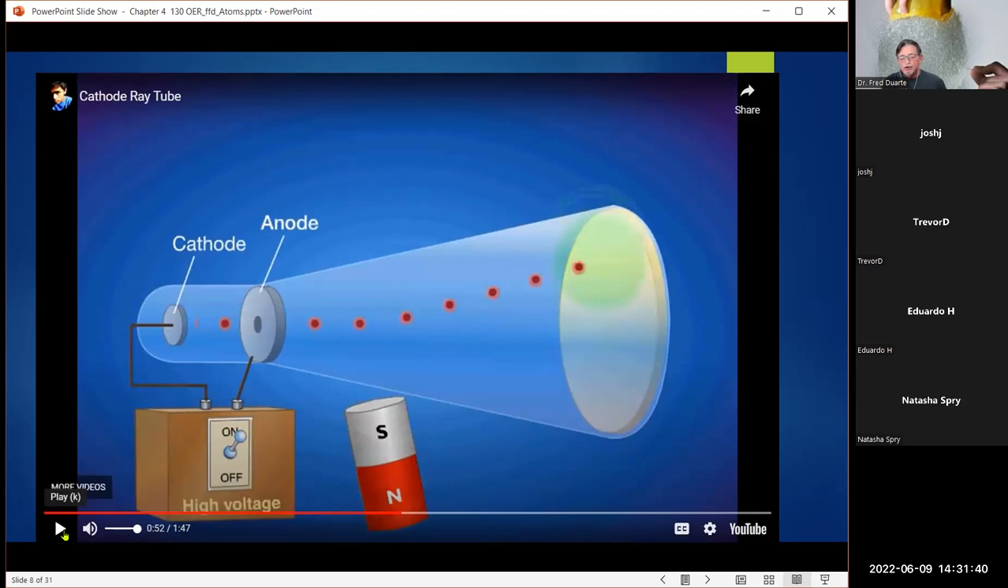Now, any charged particle has along with it a magnetic component, okay? Which is a good thing because that's how we can make electric motors and generators, because we're playing either with the magnetic component or with the electron component. So notice here that a magnet is placed on the cathode tube and it deflects that ray.